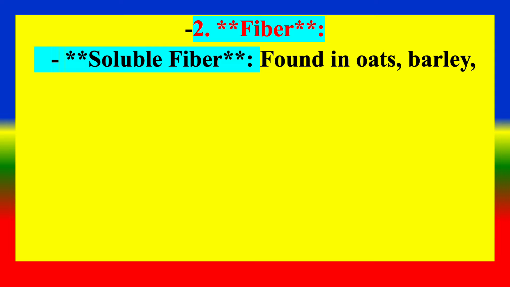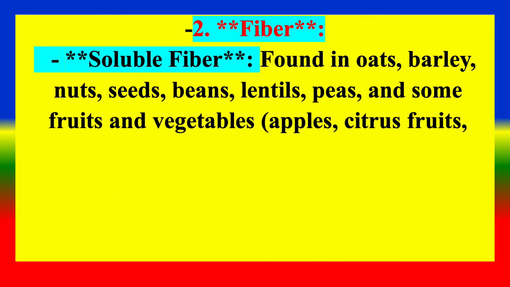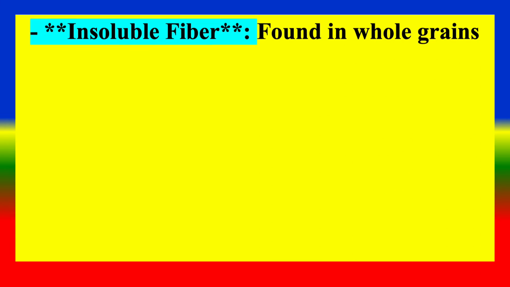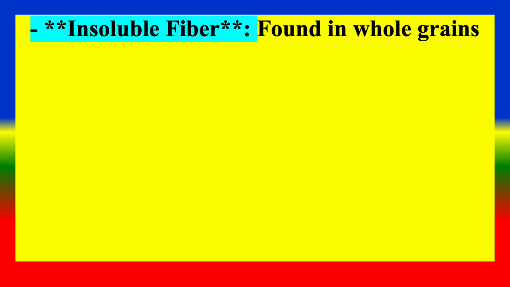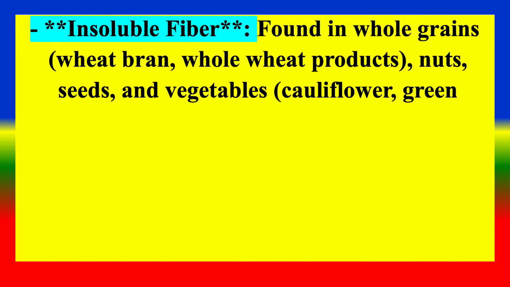Two, fiber. Soluble fiber, found in oats, barley, nuts, seeds, beans, and some other fruits, vegetables, etc. Insoluble fiber, found in whole grains, nuts, seeds, and vegetables.